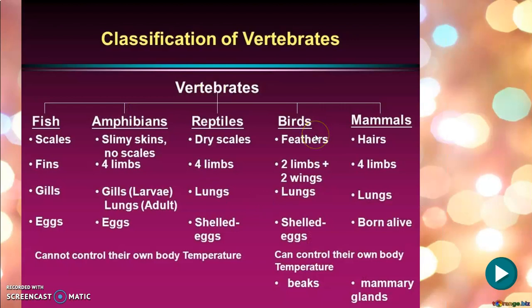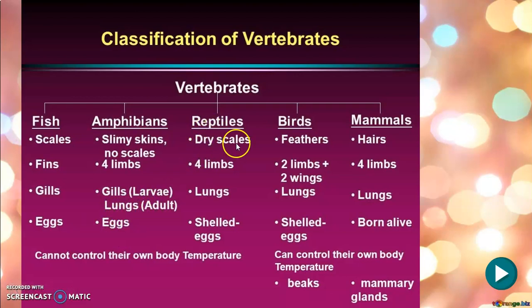Now here I got you a chart to show you all of the characteristics. If you can screenshot this and keep it with you, because this includes all of the notes that you need to have about vertebrate animals. So the first group is, let's say, fish. They have scales, they have fins, they have gills, and they lay eggs. The amphibians have slimy skin, no scales, and 4 limbs. They have gills when they are young, and they have lungs when they are adults, and they lay eggs.